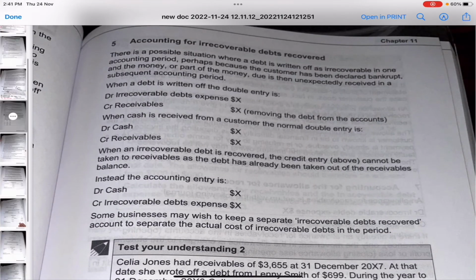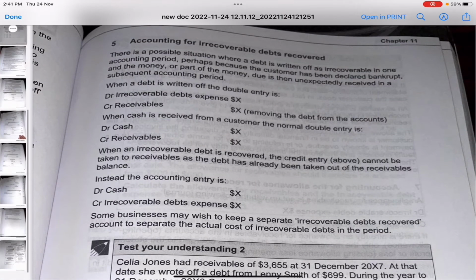Now, what do you understand by irrecoverable debts recovered? Sometimes we write off the irrecoverable debts because we are sure that we will never be receiving the money. So we write them off. Let's say X became bankrupt. So we assume that we will never get the money back, so we wrote him off. By writing the receivables off, how did we do that? Debit irrecoverable debt expense and credit receivables.